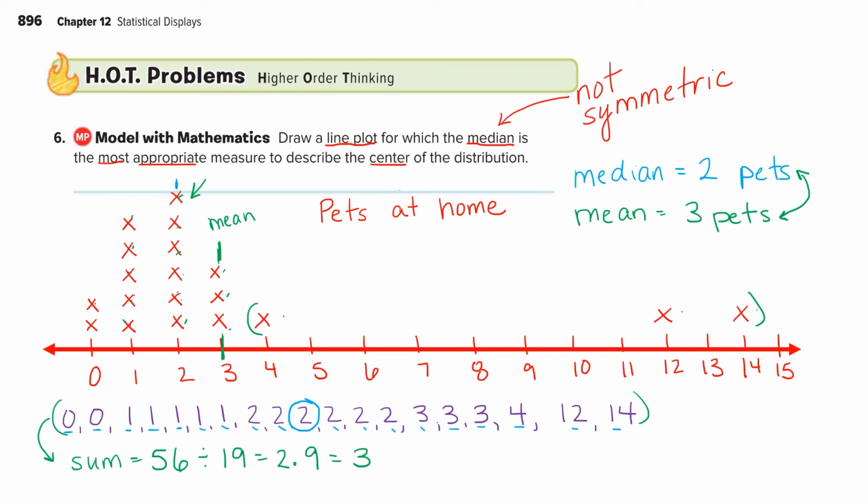So the median in this particular situation would represent our data better. 2 animals is a better representation than 3 because 3 is actually in the upper ends and it's not really represented well, because I really only have 1, 2, 3, 4, 5, 6 people that have 3 or more, whereas the majority of my people actually have less than that. Okay, so there you go.